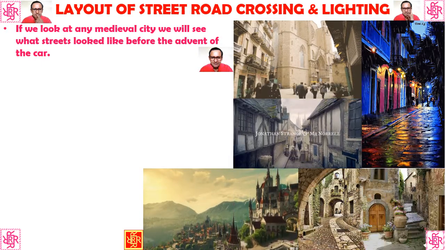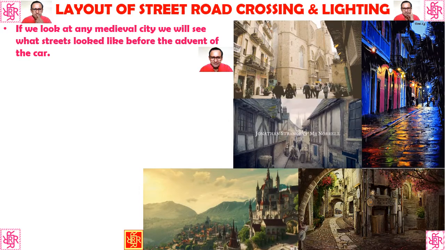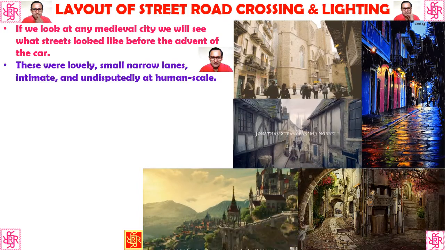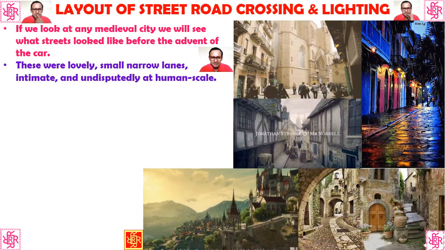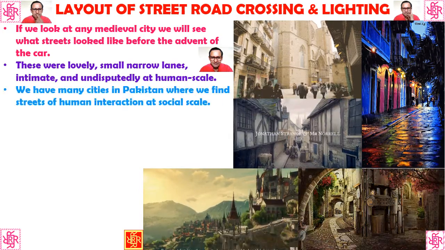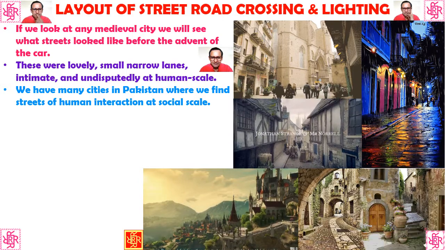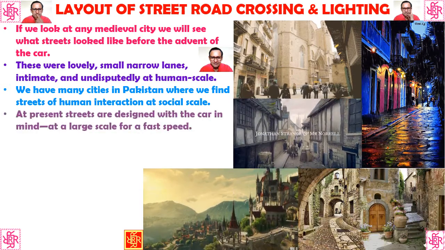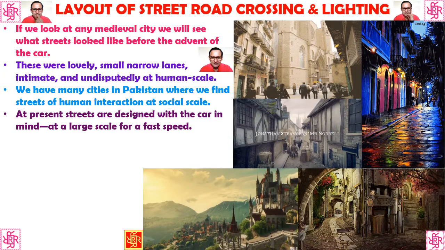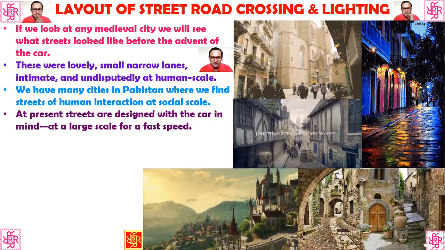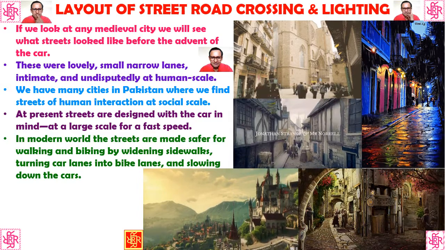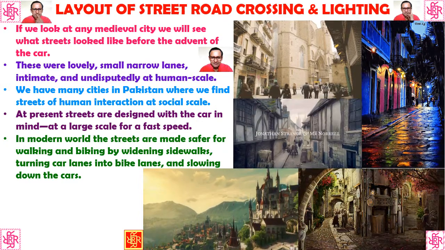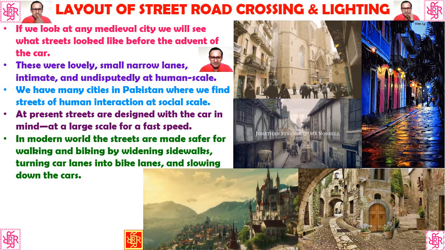If we look at any medieval city, or old city, we will see what streets look like before the advent of the car. These were lovely small narrow lanes, intimate and undisputedly at human scale. We have many cities in Pakistan where we find streets of human interaction at social scale, especially in small cities. At present, streets are designed with the car in mind and at large scale for a fast speed. In the modern world, the streets are made safer for walking and biking by widening the sidewalks, turning car lanes into bike lanes, and slowing down the cars. This is the trend nowadays.